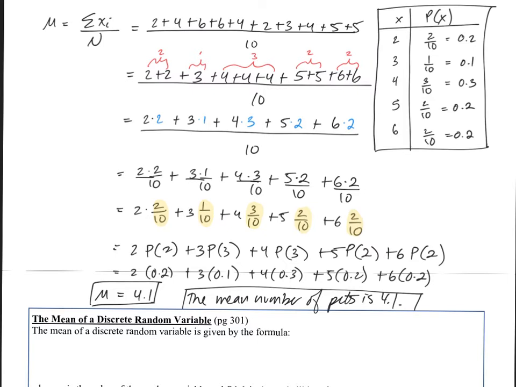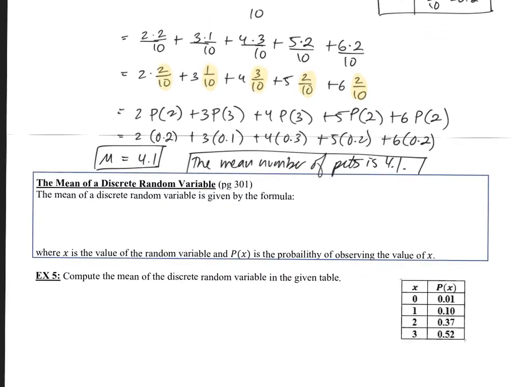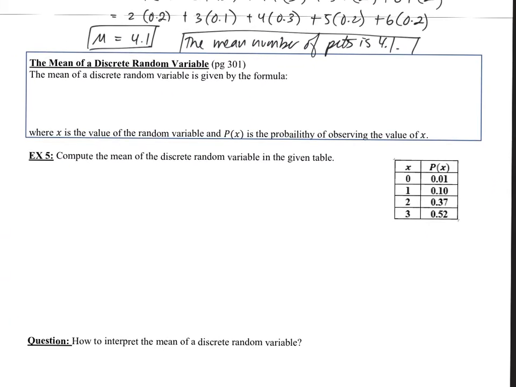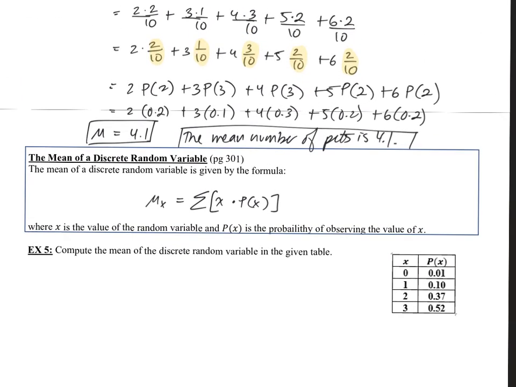Okay, so that was just sort of a fancy way of showing how you are able to manipulate the original formula for the mean into the formula that we are going to be using now. So the mean of a discrete random variable is the following. The mean of x is given as the sum of your x value times the probability of x, which is what we did right here. It was the sum of each of the values times their probability.